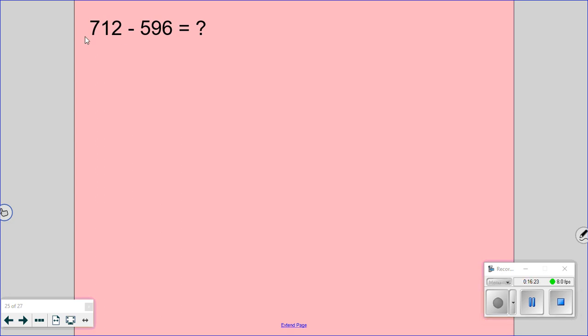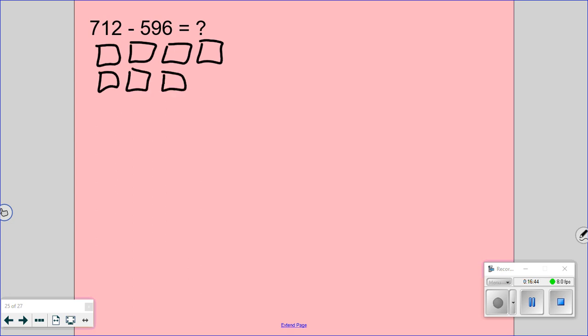Go ahead and start drawing 712 in your base 10 pieces. Hundreds, tens, and ones. You probably drew 700s, 110 and 2 ones. Give me a Me Too signal if that's what you drew on your paper. Perfect. We're taking away something from that.